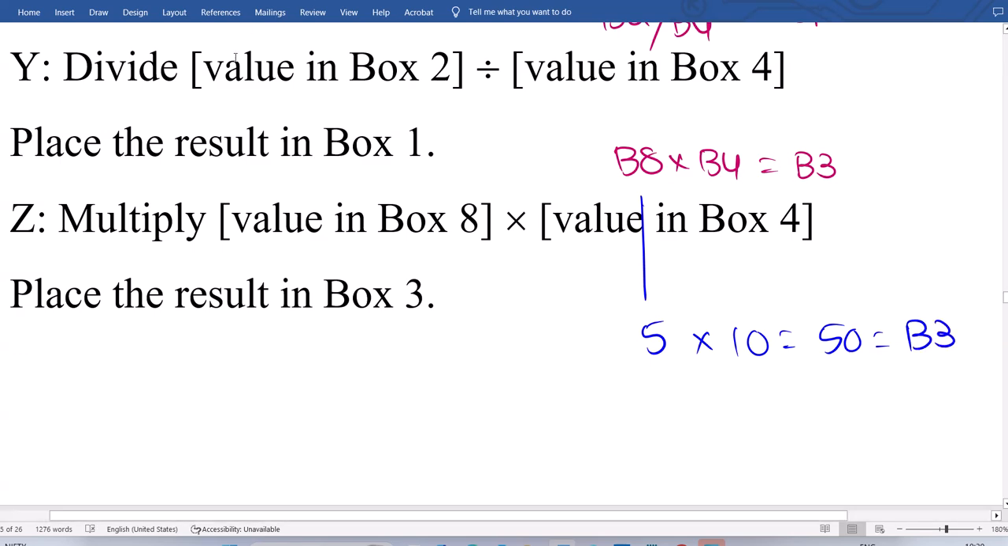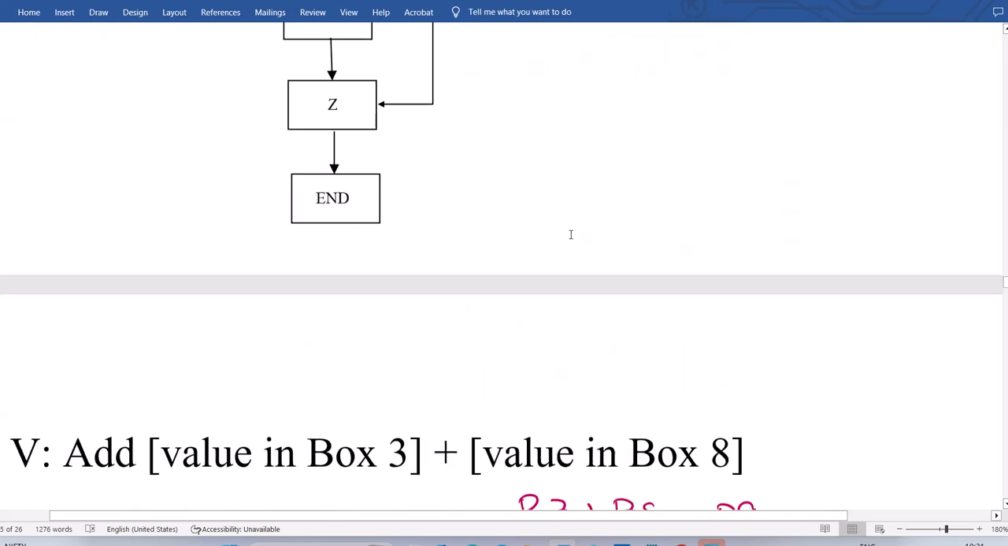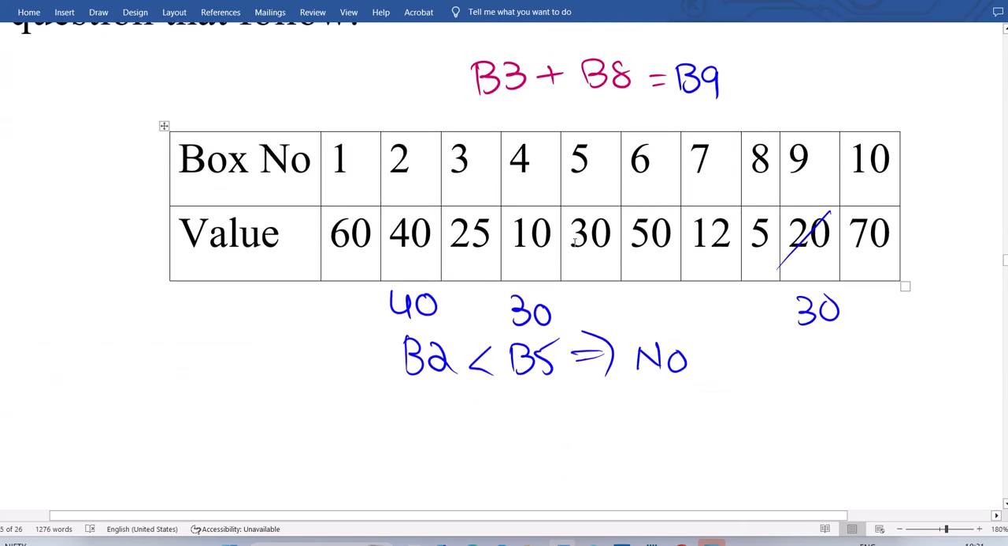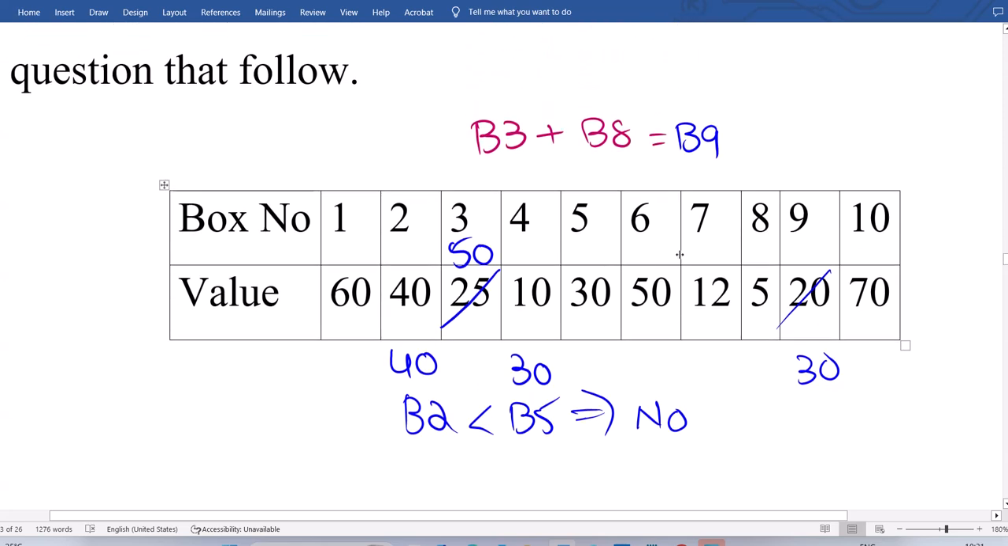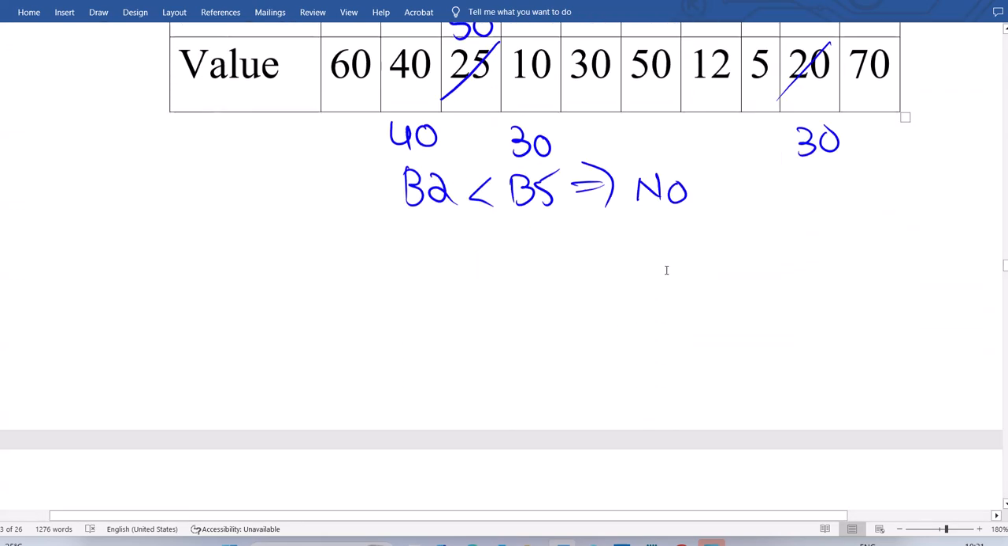Only two changes happened. One is box 9 updated now. Box 3 updated. Box 3 becomes 50. Okay, only two changes happened: box 9 and box 3. Now, they'll ask 3 to 4 questions related to this. We'll see what different questions they'll ask. I hope you are done up to now. Box 9, right? Now, we'll see the questions.